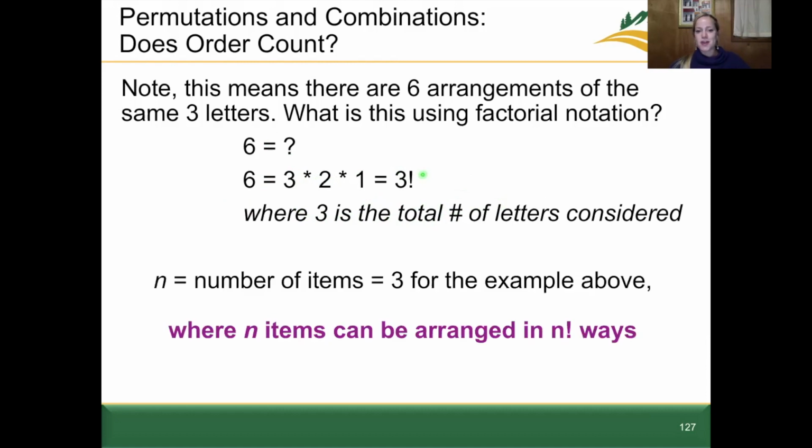Let's make this more general here. So in this case, n, the number of items, is 3 for this example. More generally, we can say that for n number of items, they can be arranged in n factorial ways when we're talking about permutations.